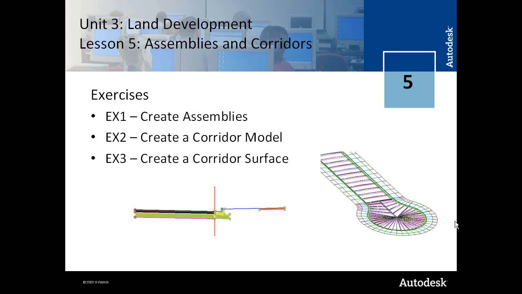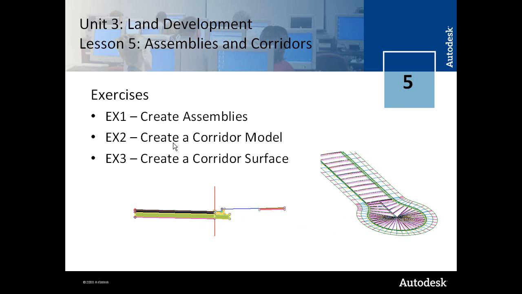Unit 3, Lesson 5 addresses assemblies and corridors for modeling subdivision roads. In Exercise 1, you learn how to create the assembly, which is the typical section for the roadway and is created by adding subassemblies, which are the individual components of the typical section.